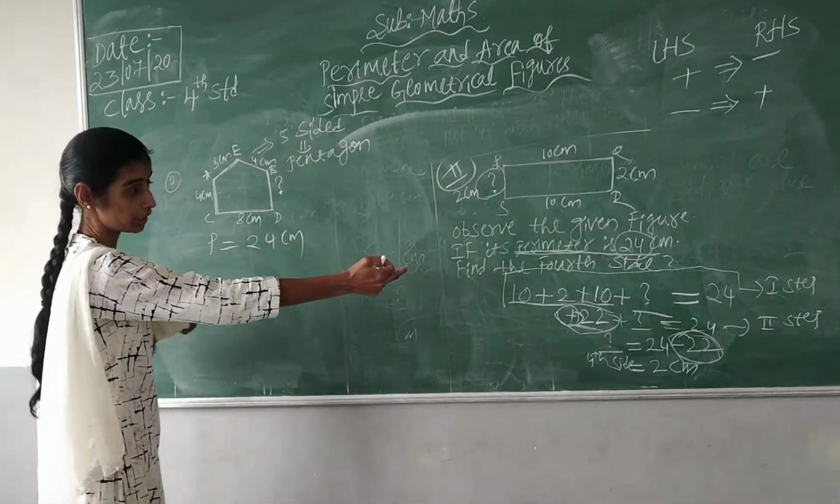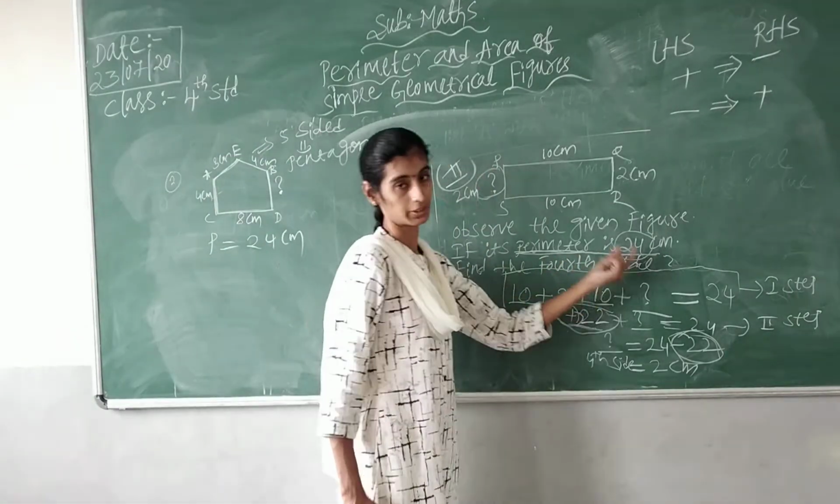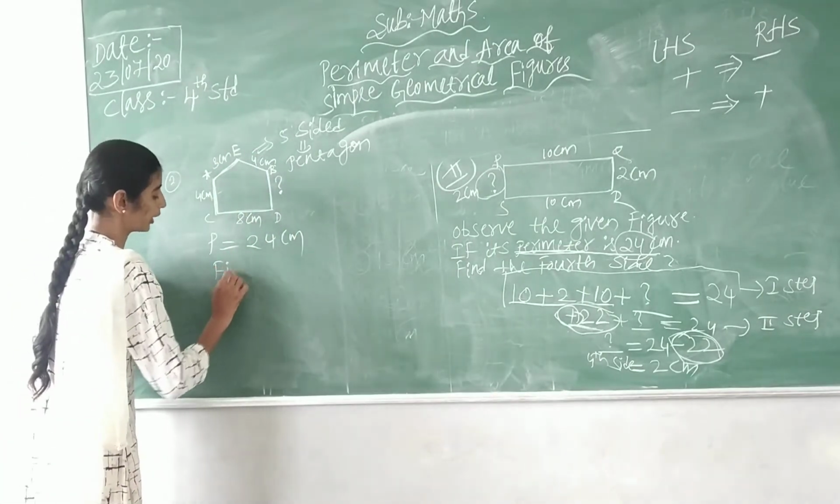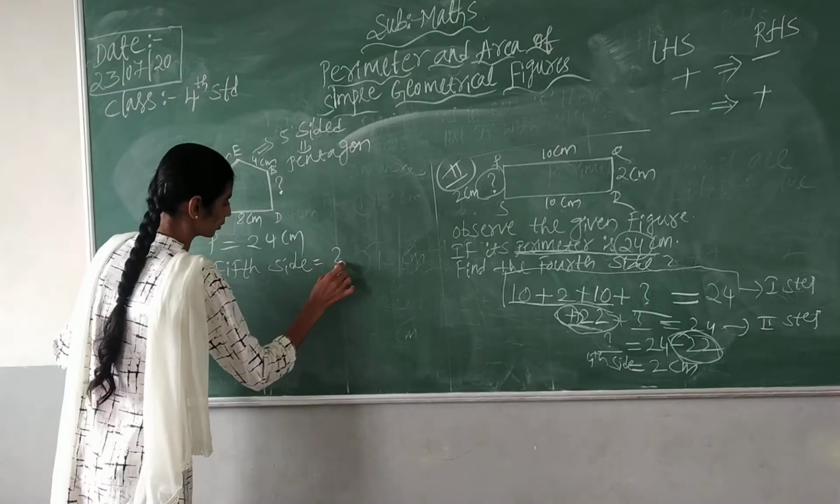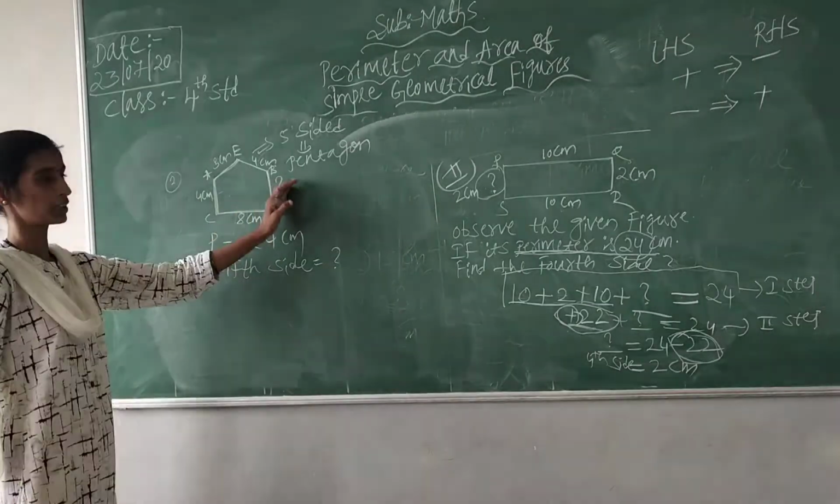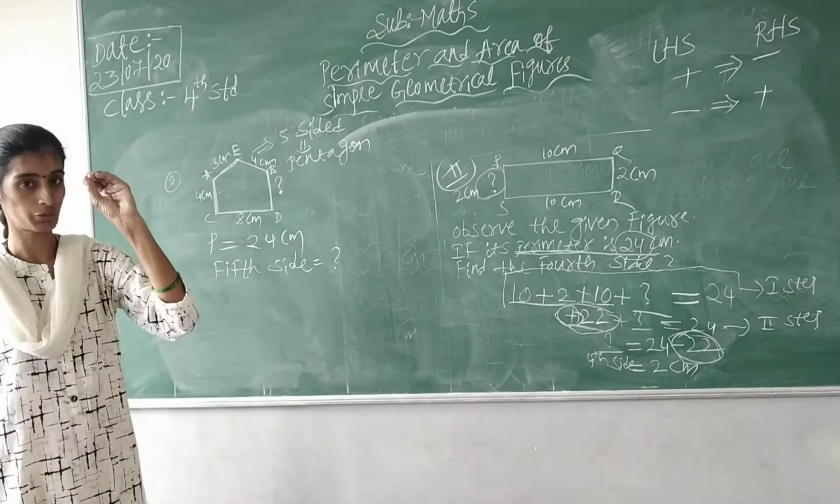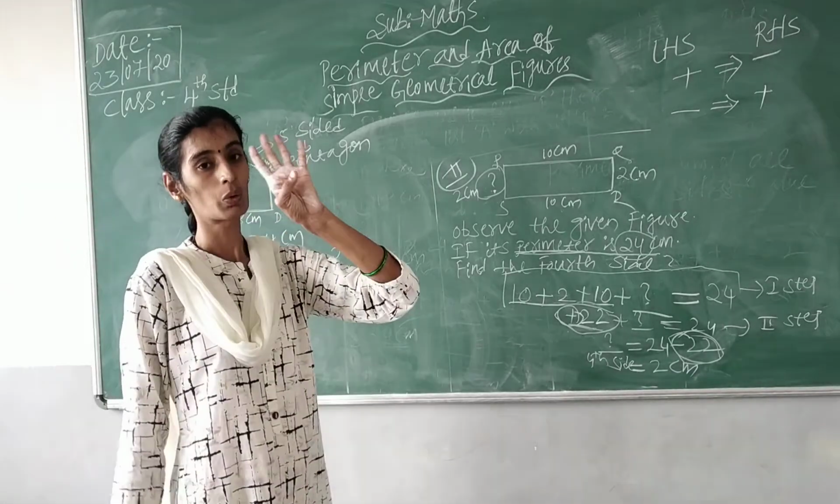Instead of there, we had only 4 sides, that is, we wrote 4th side. Here we have 5 sides, so we have to find the 5th side. We wrote the 5th side because this figure is a pentagon. It will have 5 sides. Out of these 5 sides, they have already given 4 sides.